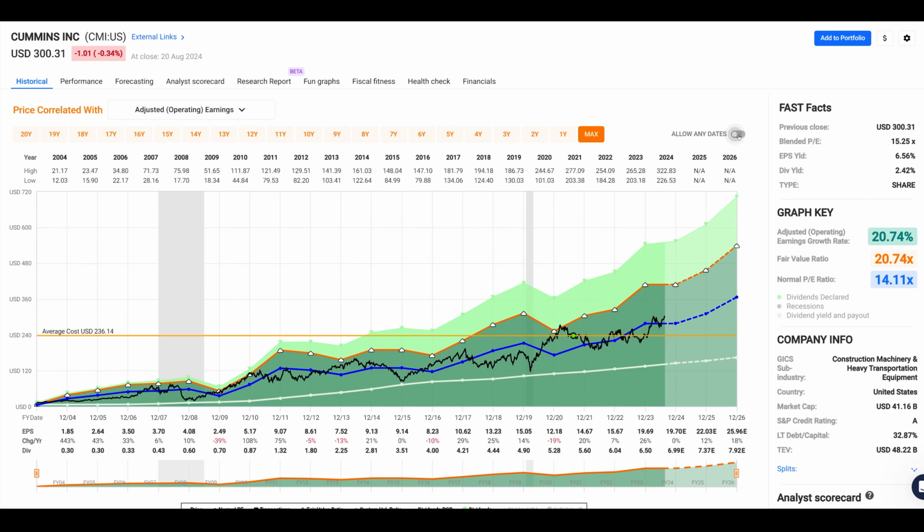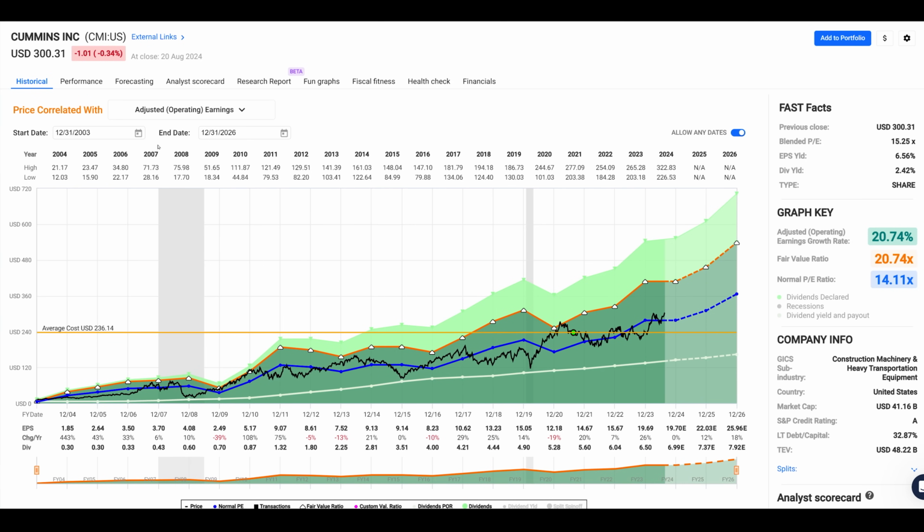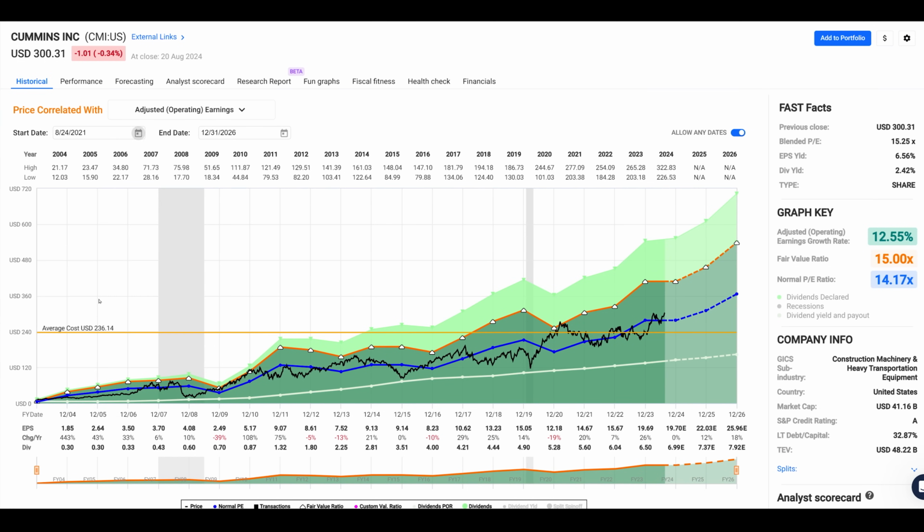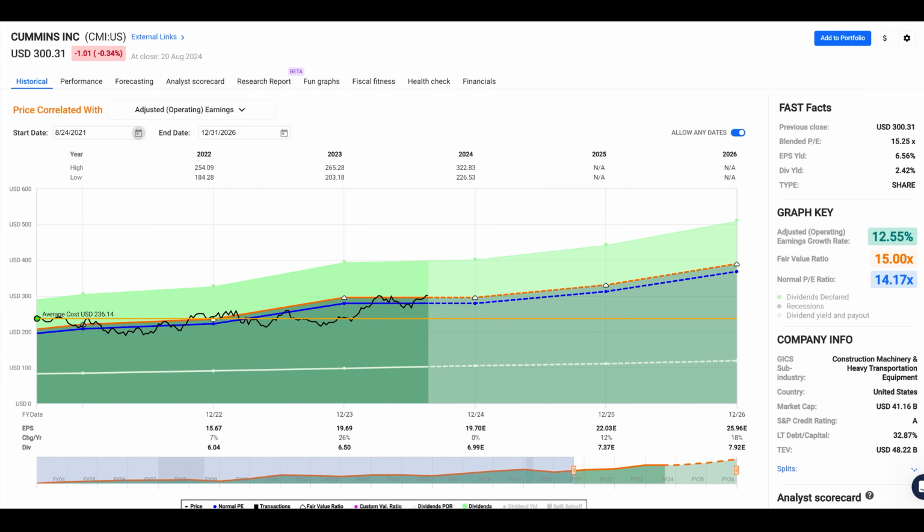So once again, I'm going to allow any date. I'm going to go into my calendar here. I'm going to click the down years. I'm going to click 2021. I'm going to do August 24th. And that brings me to the beginning here.